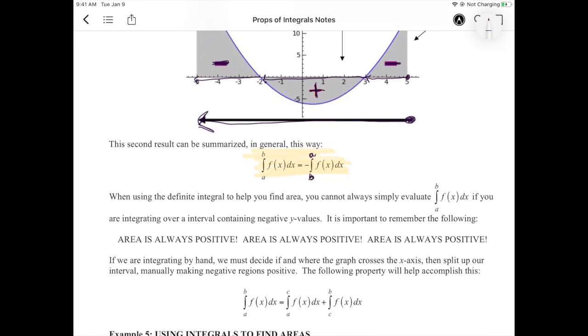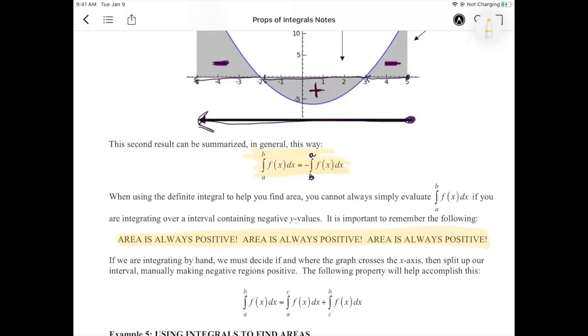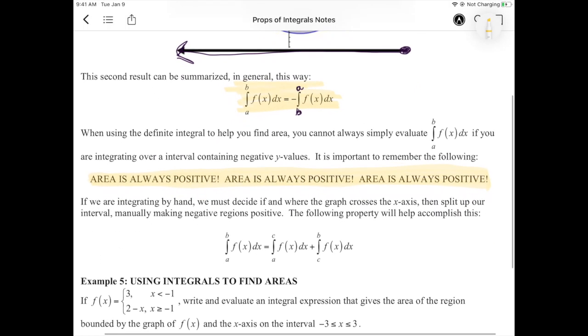The highlight of this video, if you take away anything, should be this. Area is always positive, area is always positive. So no matter what I get from my definite integral, if I'm trying to find the area, then I need to change whatever I got in the definite integral to be positive, okay? And a trick that we're going to use is something that we looked at on the previous page. So sometimes that means we're going to have to split our definite integral up into two, okay?